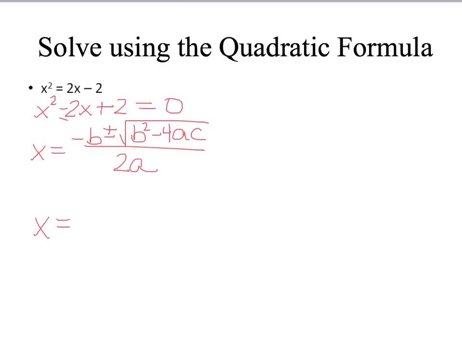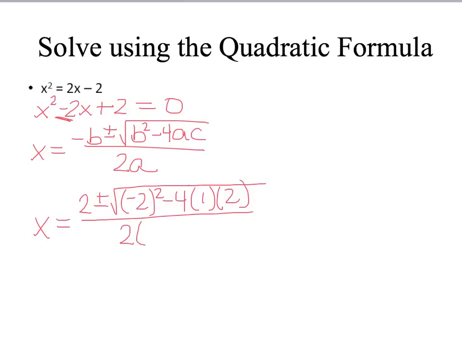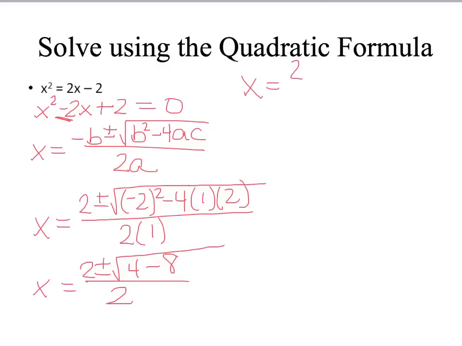So the opposite of b, since b is -2, will be +2 plus or minus the square root of -2 squared minus 4 times 1 times 2, all over 2 times a, which is 2 times 1. X equals 2 plus or minus the square root of 4 minus 8 all over 2. X equals 2 plus or minus the square root of -4 all over 2.